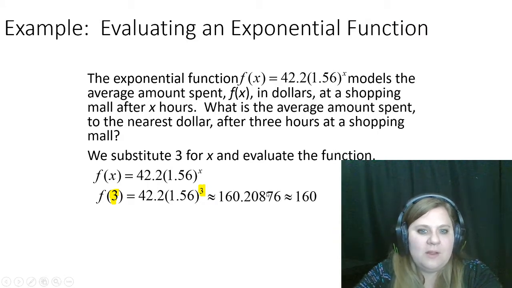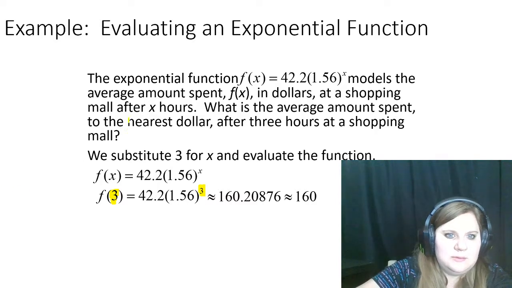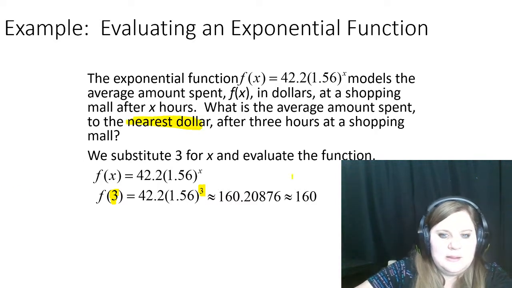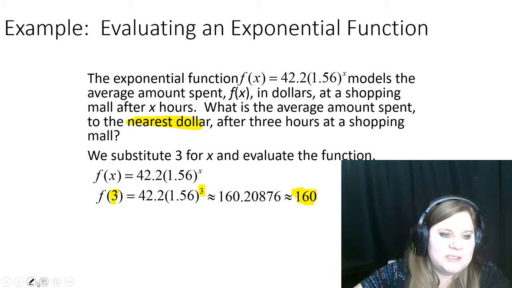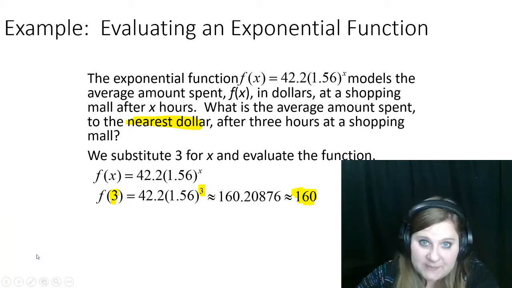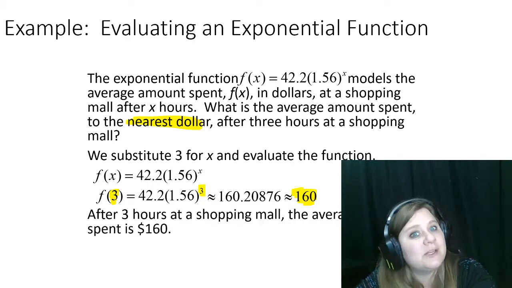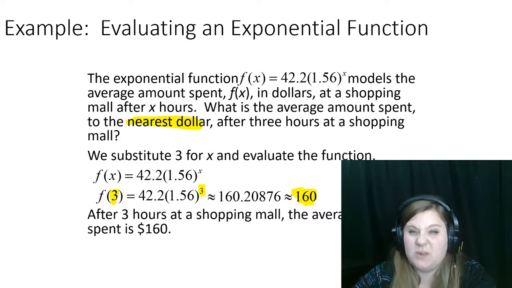All right, you'll notice that when it says round to the nearest dollar, that's why we say it's approximately 160. Keep in mind, since this is a word problem, I would expect you to answer this in sentence format. So, after 3 hours at a shopping mall, the average amount spent is $160.